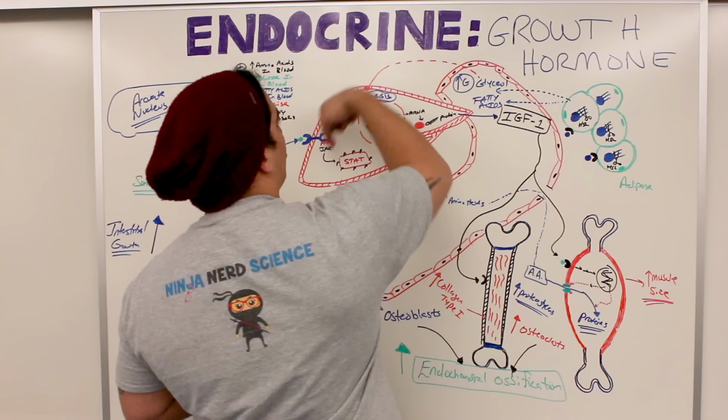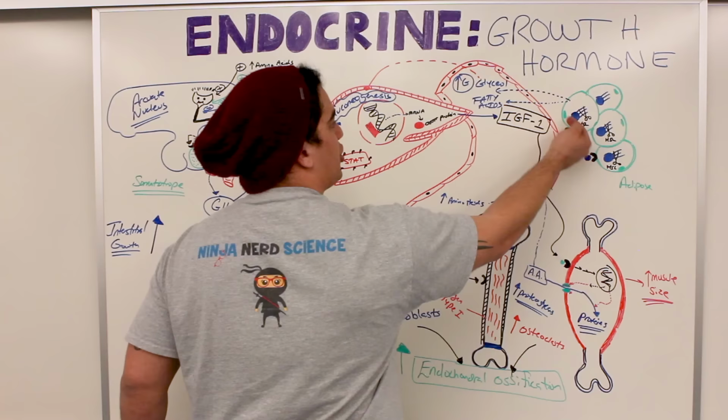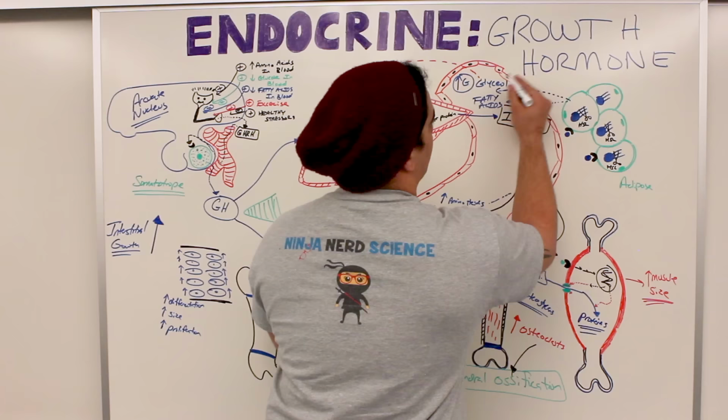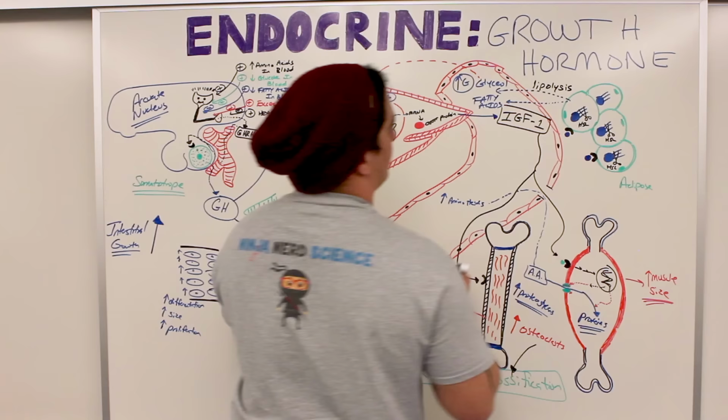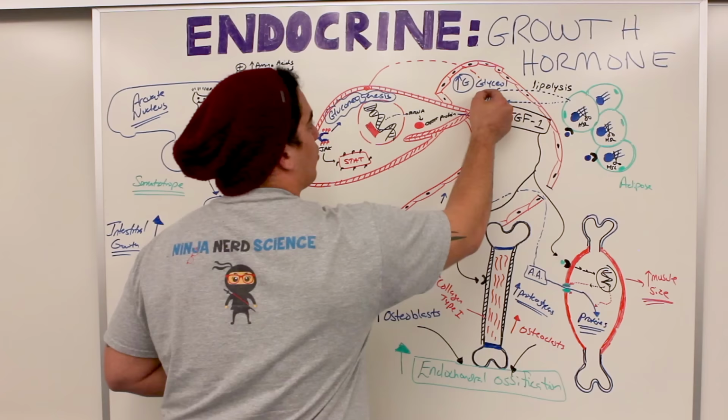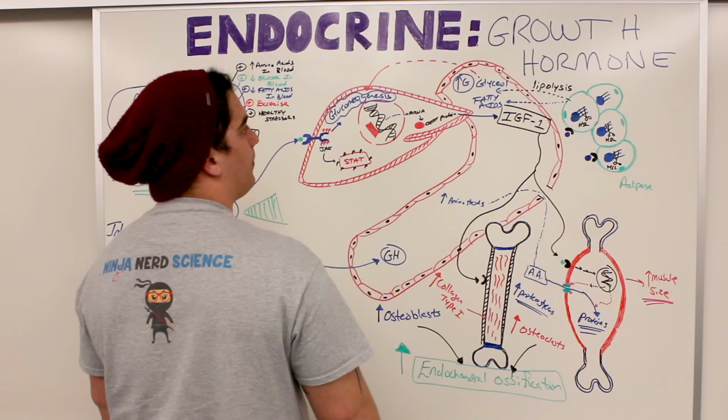So that's one of the things that growth hormone can do: it can come over here, act on adipose tissue, and increase this process right here. What is this process called when you break down triglycerides into glycerol and fatty acids? It's called lipolysis, right? Then what happens? The breakdown products of lipolysis like glycerol can actually be used in the liver to make glucose. That's called gluconeogenesis, right?